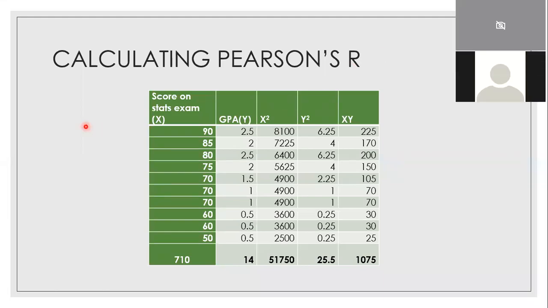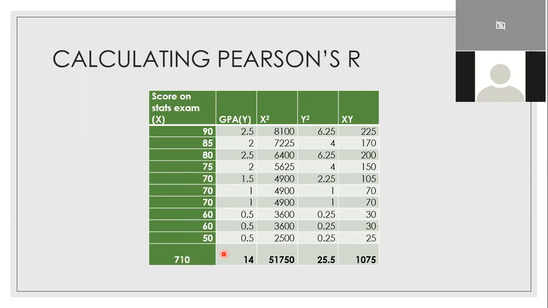So, to start this example, we're looking at the relationship between a student's score on a specific exam or a particular course and their overall grade point average. What is the relationship there? What is the strength and what's the direction?